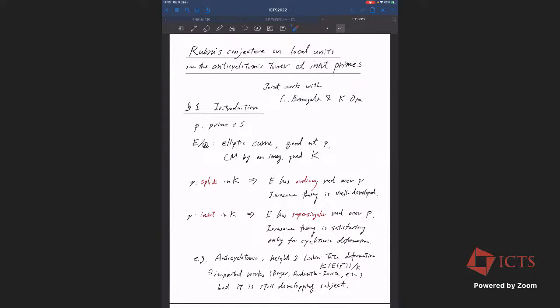But if p is inert in K, the situation is different. In this case, E has supersingular reduction at p, and Iwasawa theory is satisfactory only for the cyclotomic deformation. For example, the anticyclotomic deformation and the Z_p-extension related to such a division tower are not satisfactory. Of course there are important works like Berger, Andrea, Schneider, Benjamin, for the Rubin tower. There is a theory for the Rubin deformation, but it is still a developing subject.